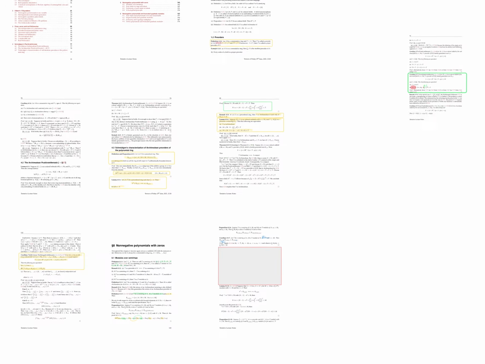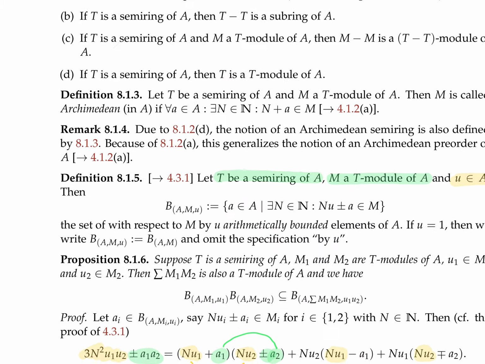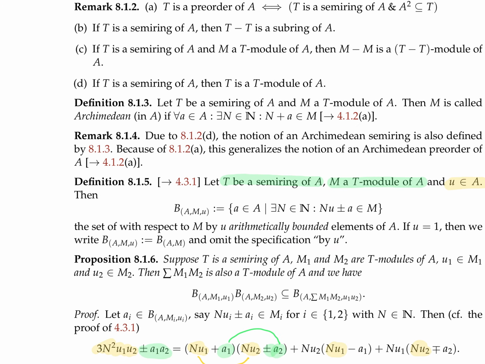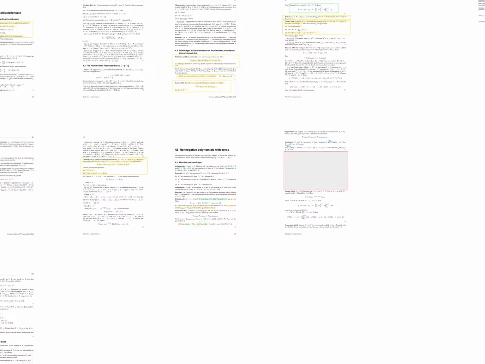So that was this part of this definition 815, right? Actually, if T is a preorder, we had defined this object earlier already, but this is compatible with this more general definition.